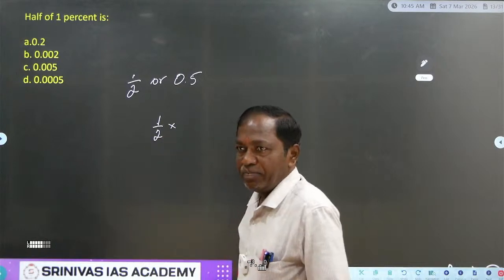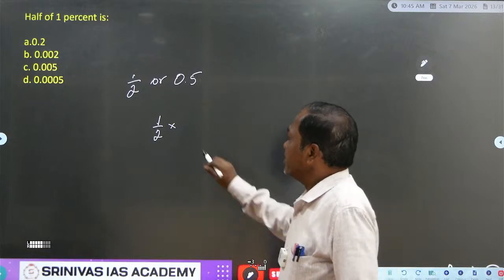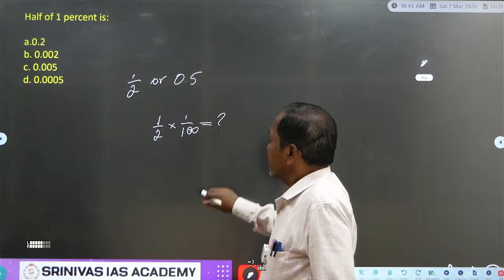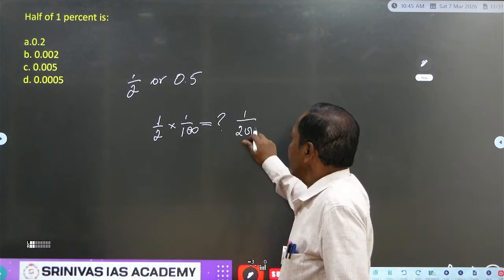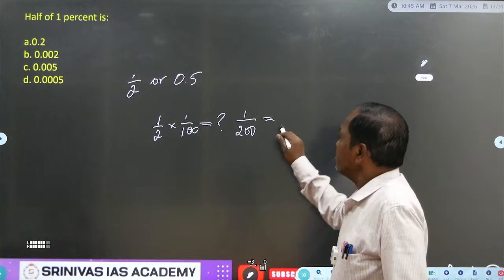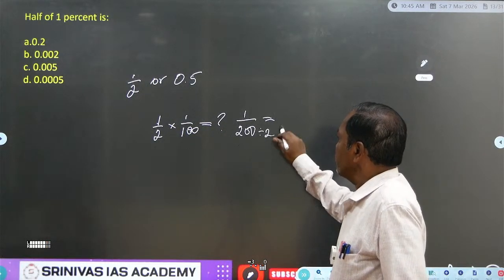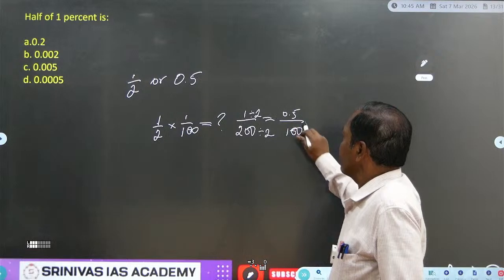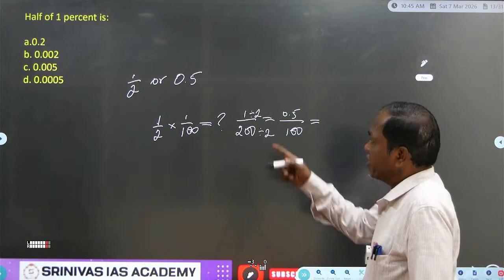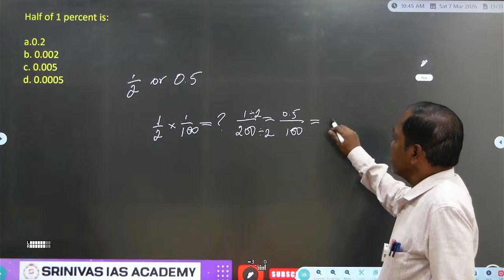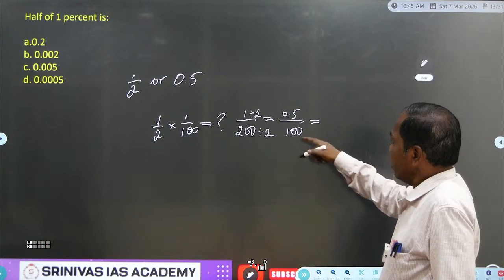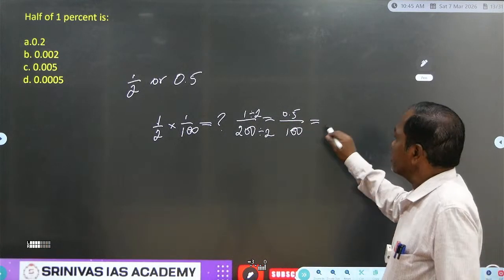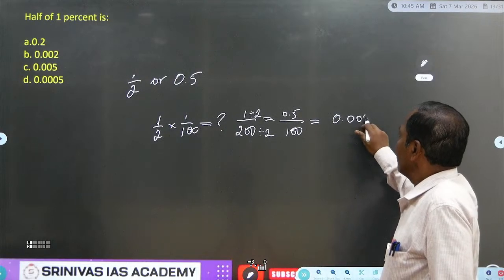Half means multiplication sign. 1%, how do you write 1%? 1 by 100. Now, percentage means it is always divided by 100. This is divisible by 2, giving 0.5%, but decimals are there. How do you write this? How many zeros are in the denominator? 2 zeros. Already one decimal is there, so 3 decimals you have to adjust: 0.005.